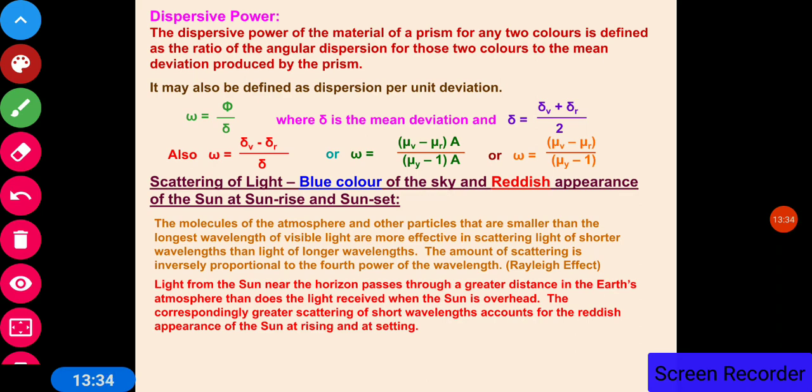So the light from the sun near the horizon passes through a greater distance in the Earth's atmosphere than the light received when the sun is overhead. So there is correspondingly greater scattering of the shorter wavelength, that is violet, giving the reddish appearance of the sun at rising and setting. During rising and setting, the light has to travel a larger distance, so most of the violet color is scattered, only the red color remains, so the sun appears reddish.